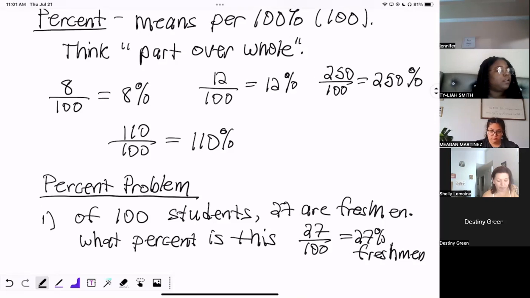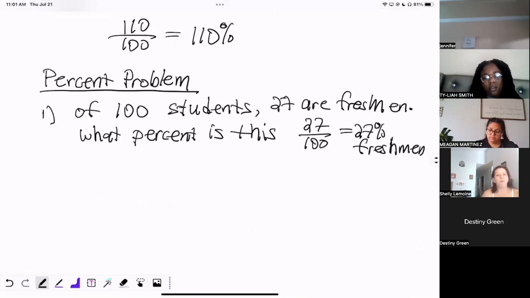Now we're going to do ones that are not over 100 in a little bit. So hold that problem. That's just if we already know it's 100. So if you can convert a denominator to 100, you can find percent really easy. Sometimes you can't convert it to 100, and that's what we're going to do in a little bit. Okay.